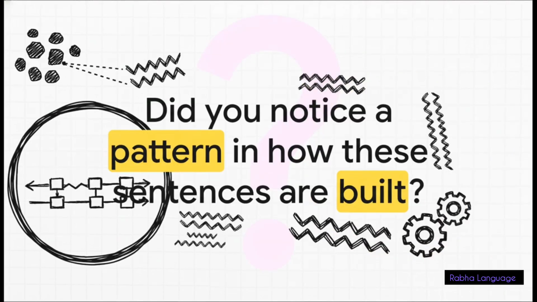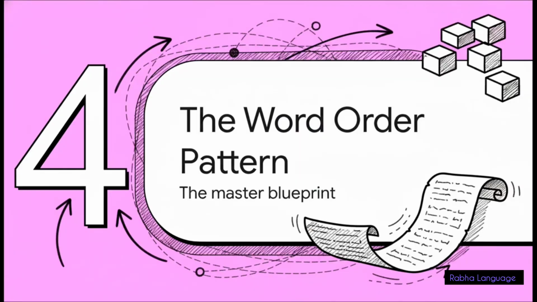So, we've been looking really closely at the tiny pieces, but let's take a step back for a second. Looking at the big picture, have you started to notice a consistent pattern in the order of the words themselves? Because that pattern you're probably sensing, well, that's the master blueprint. It's the key to building almost any sentence in Rabha. Let's lay it out.